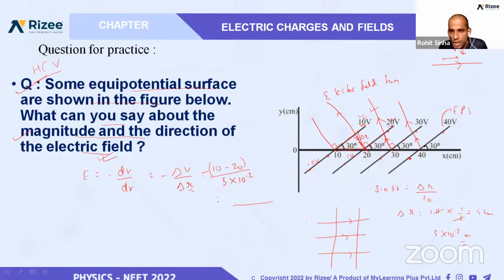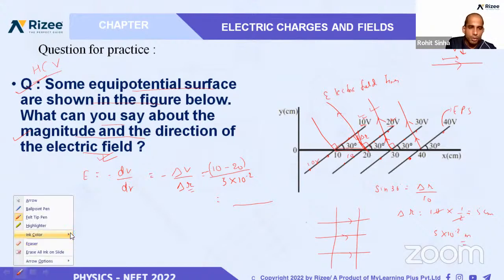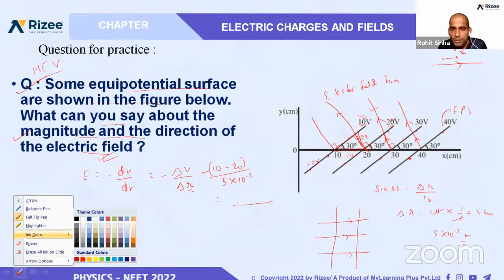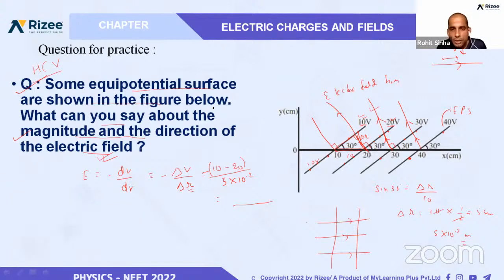Now how can we find it? We will use a vector concept. Let's use the vector concept to find the direction of the electric field. For the electric field, we will take this angle. Let us consider this angle. This is the same angle as this one. Because the figure looks very tight here, we are taking this.